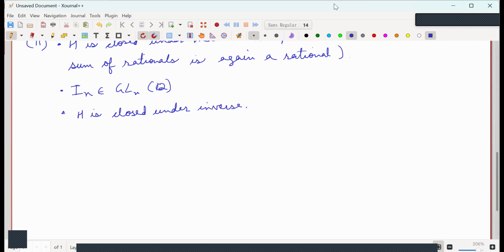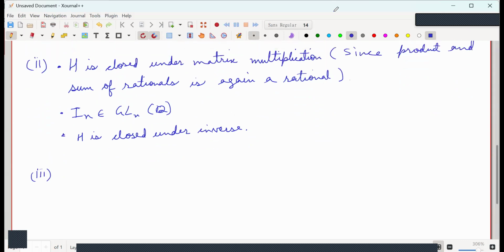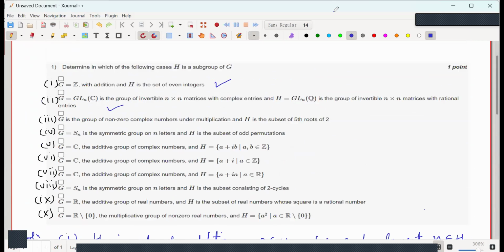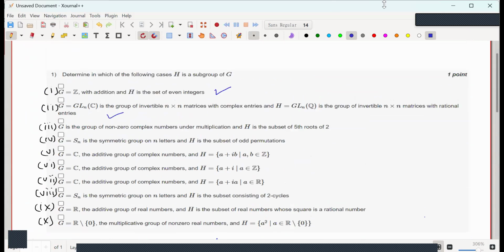Sir, any doubt? Yes. So when we say general linear group, the operation multiplication is automatically assumed, is it? Yes.